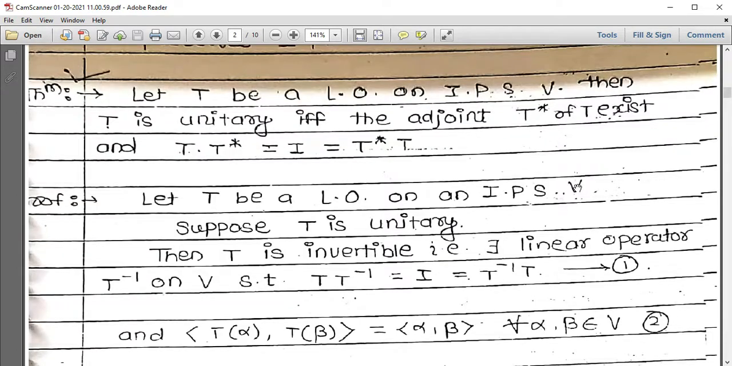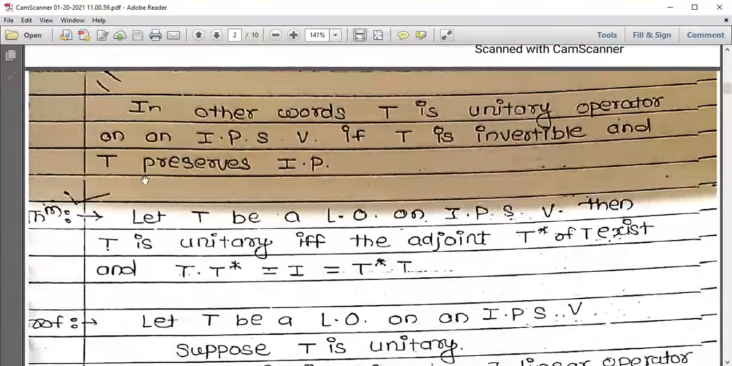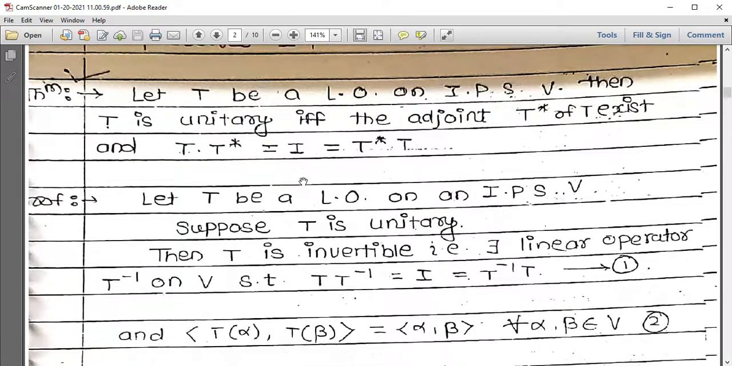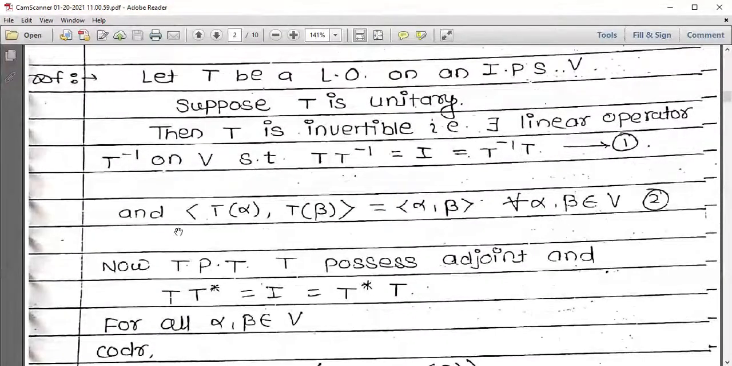And also T preserves what? T is invertible and T preserves the inner product. So the inner product of T alpha and T beta is equal to the inner product of alpha and beta, for all alpha, beta belonging to V. This is the definition of preserving the inner product. Call it equation number 2.